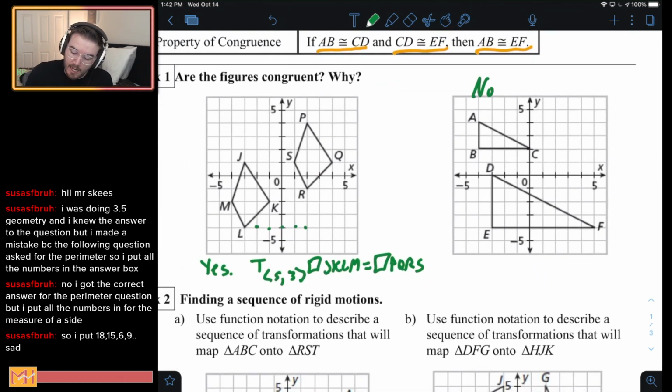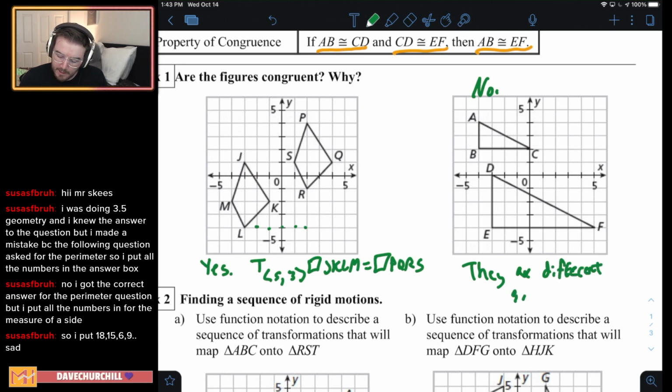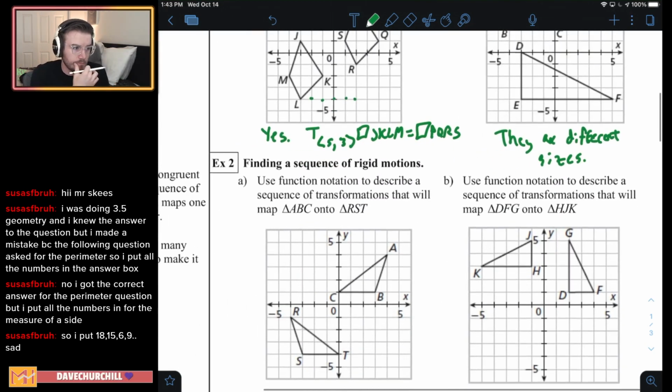Clearly, these are not congruent, because they are not the same size. They are different sizes. So something is congruent if you can show that it's congruent by some type of transformation. When something is a completely different size, it's pretty easy to see that it's different and not congruent.